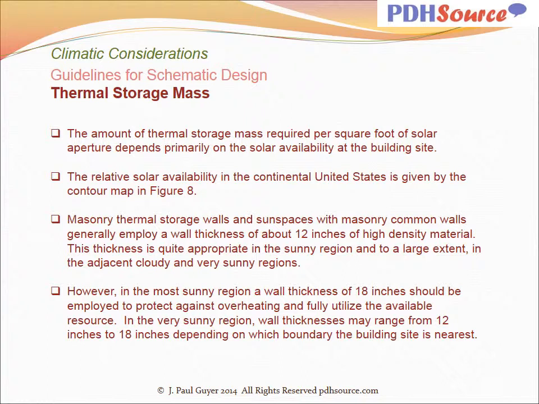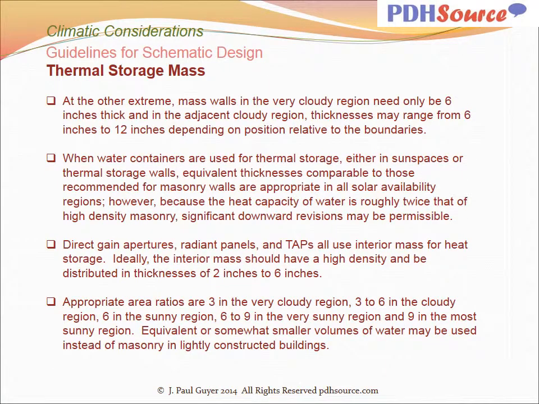However, in the most sunny region, a wall thickness of 18 inches should be employed to protect against overheating and fully utilize the available resource. In the very sunny region, wall thicknesses may range from 12 inches to 18 inches, depending on which boundary the building site is nearest. At the other extreme, mass walls in the very cloudy region need only be 6 inches thick, and in the adjacent cloudy region, thicknesses may range from 6 to 12 inches depending upon position relative to the boundaries.